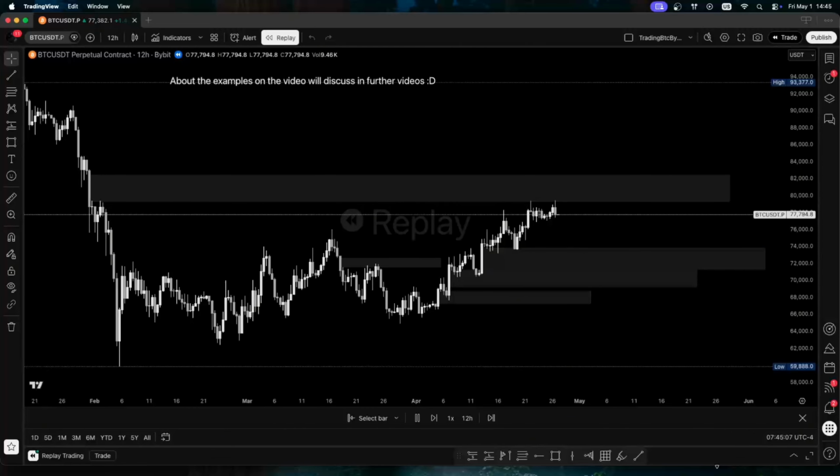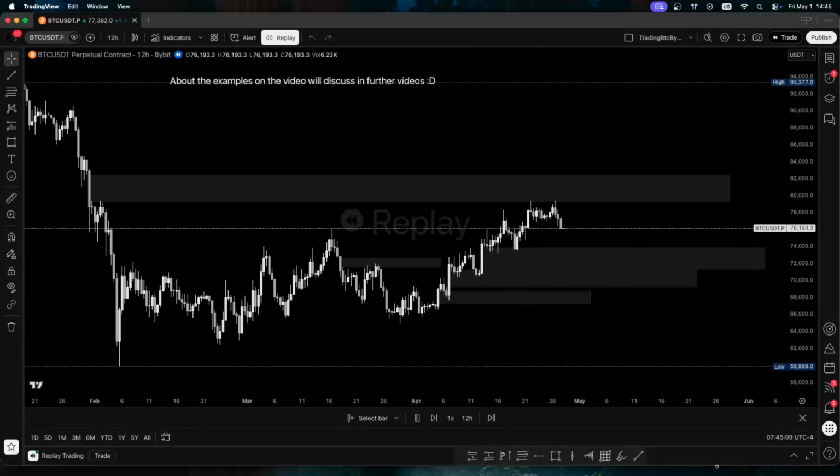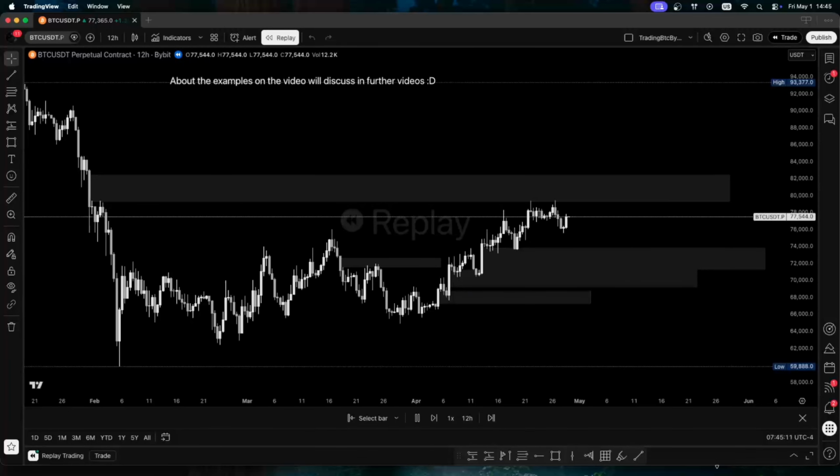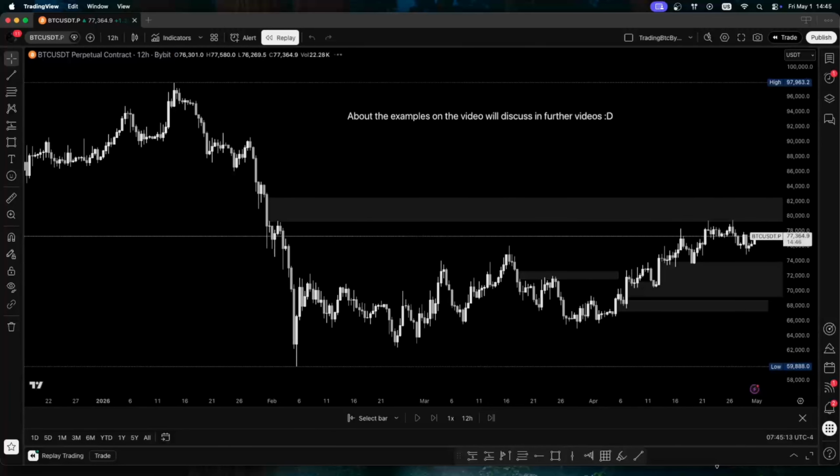The third is a liquidity sweep. Price takes liquidity above a high or below a low, taps into an imbalance, and then reverses. This is one of the most powerful setups, especially when aligned with higher time frame levels.